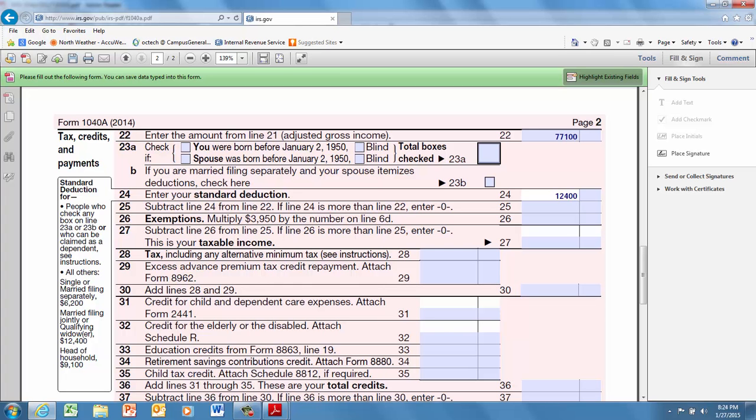Line 25, subtract 24 from 22. If 24 is more than 22, enter 0. Well, 24 is not more than 22, so I'm not going to have a 0 here. So I'm going to take 77,100 and subtract 12,400. And that gives me 64,700. Line 26, exemptions. Multiply 3950 by the number on line 6. We had 3 exemptions on line 6, and so 3 times 3950 is 11,850.